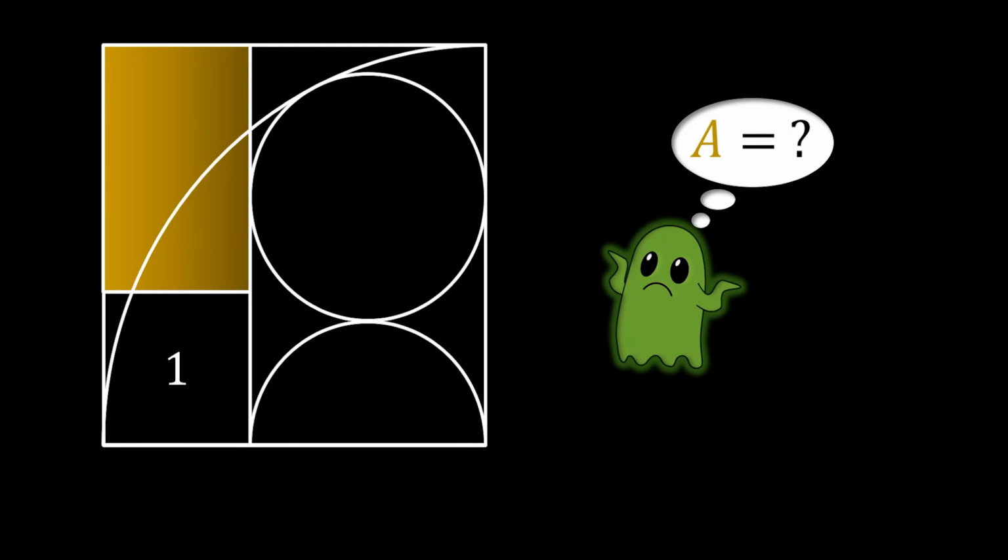Now, on the remaining left part, we will first construct a small square with the area 1 on the bottom left side of our sketch. The question is, can we somehow calculate the area of this golden shaded rectangle on the top left?